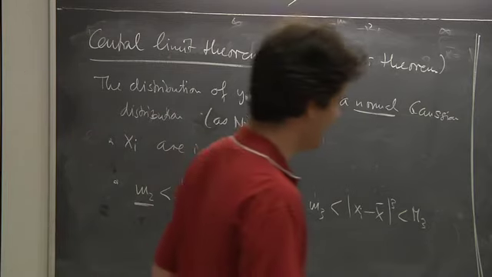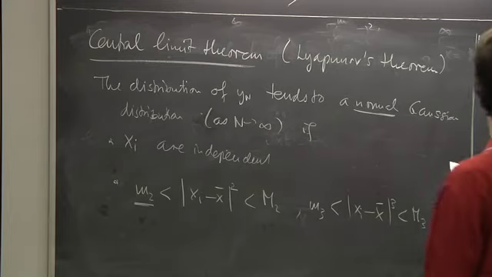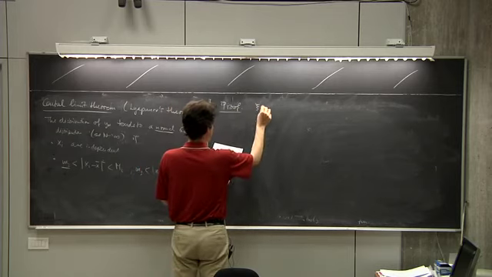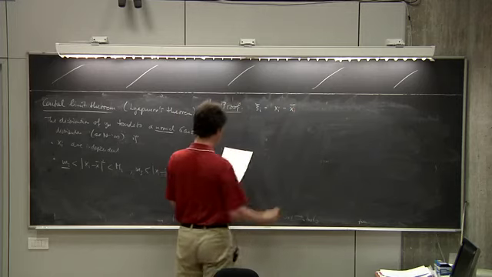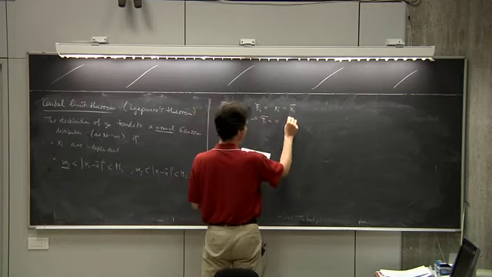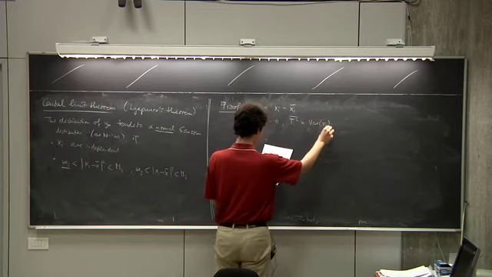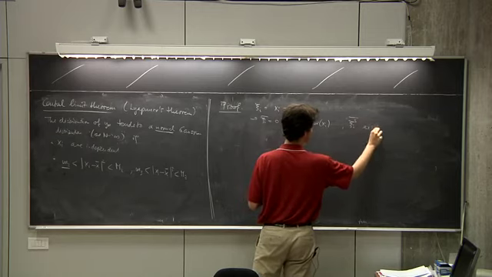Okay, now the proof. The proof is very simple, but it will maybe feel good having seen it. So let's define the variable psi i, which is xi minus its average. Then the psi i average is 0, the psi i squared average is the variance of xi, and psi i cubed by assumption exists and is finite.